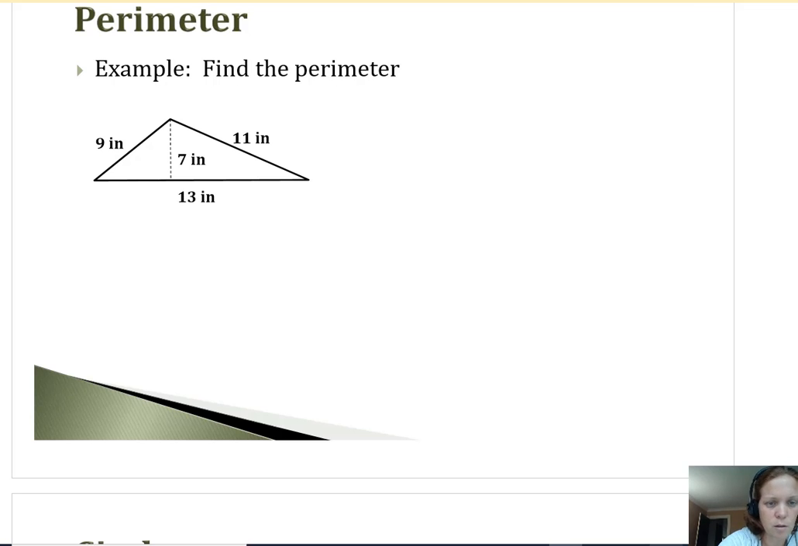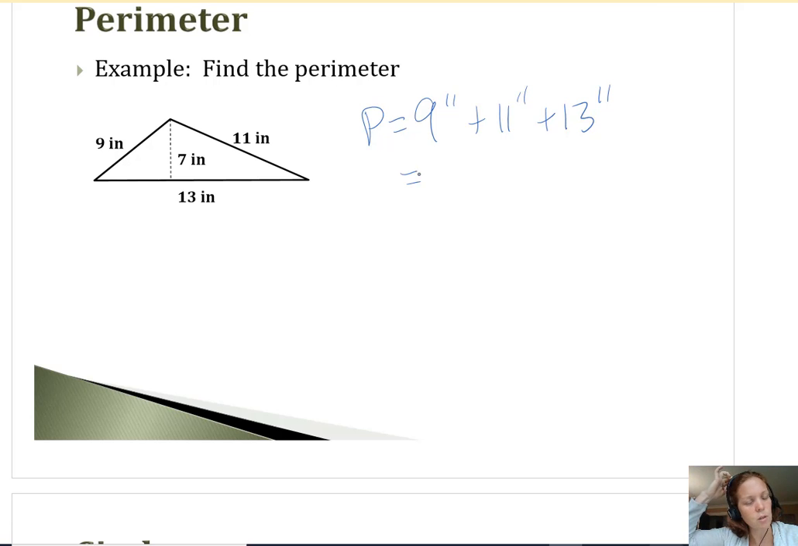Okay, how about the triangle? Same thing, just add up the sides. So I have 9 inches, 11 inches, and 13 inches. I don't need that 7, that's not a side. That dashed line, when you see something like that where it's dashed, it's usually just showing a dimension. Doesn't mean it's necessarily the side. So that would be like the height of the triangle, but not one of the sides, so I don't include that. So 9, 11, and 13 should be 33 inches. So that is my perimeter.